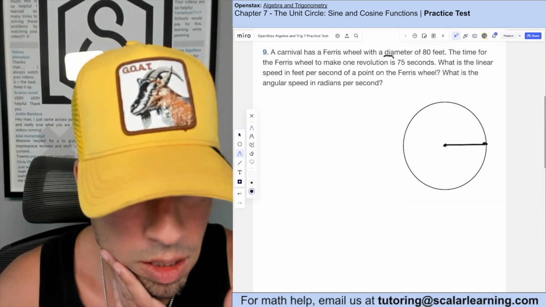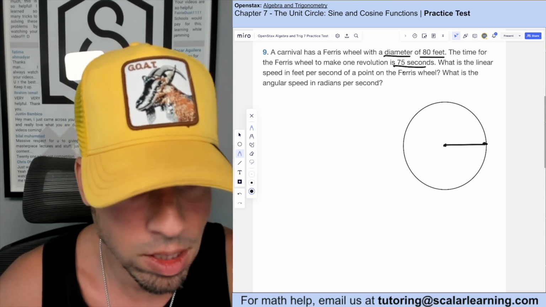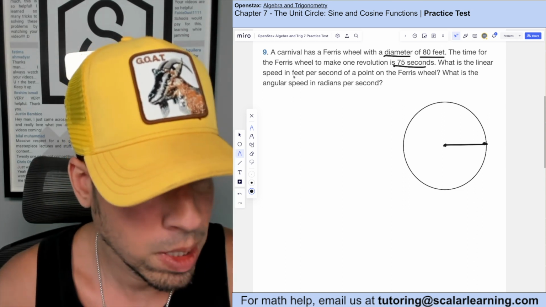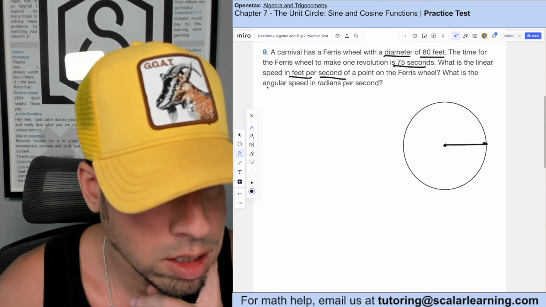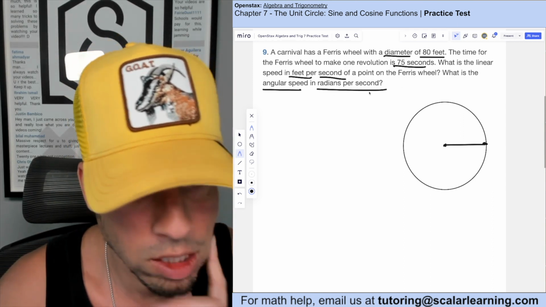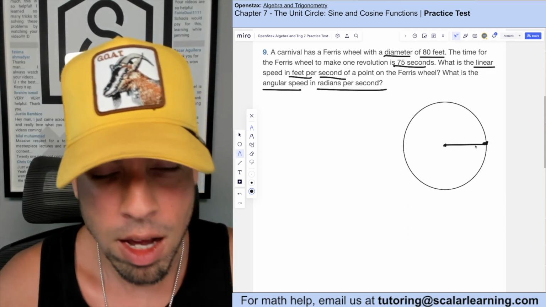Boom, done. So this says a carnival has a Ferris wheel with a diameter of 80 feet, and the time for the Ferris wheel to make one revolution is 75 seconds. What is the linear speed in feet per second of a point on the Ferris wheel? And then it says, what is the angular speed in radians per second? So let's first get that linear speed. So how do we get the linear speed?